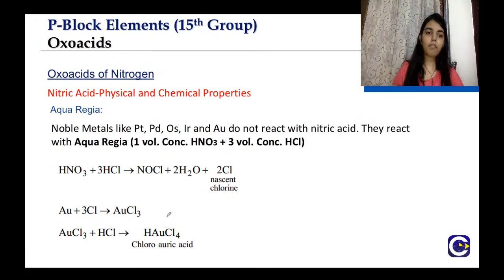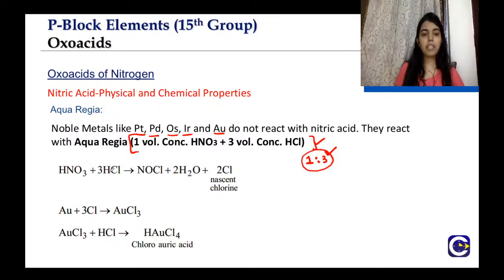Now, noble metals like platinum, palladium, osmium, iridium, and gold do not react with nitric acid, but they react with aqua regia. Now, the composition of aqua regia is very important. It involves 1 volume of concentrated HNO3 and 3 volumes of concentrated HCl. This means you are taking nitric acid and HCl in a 1:3 ratio. So, that is basically known as aqua regia.